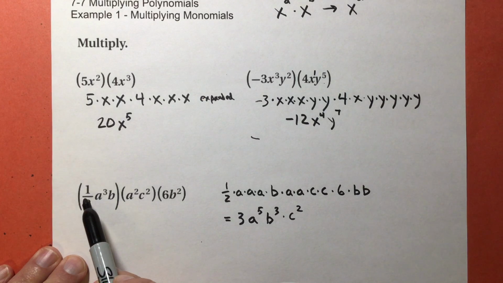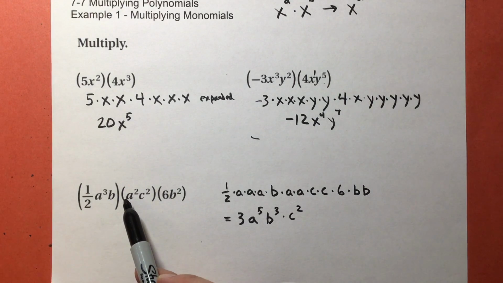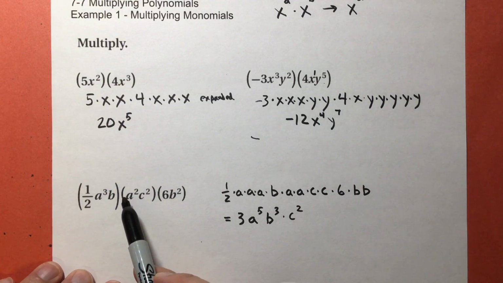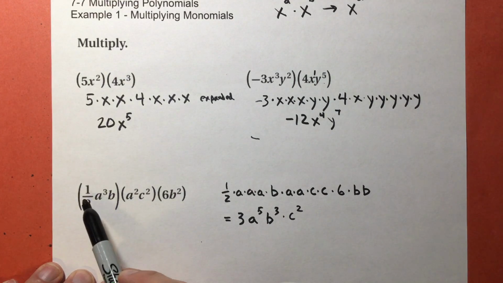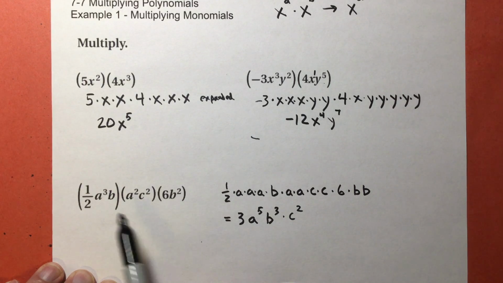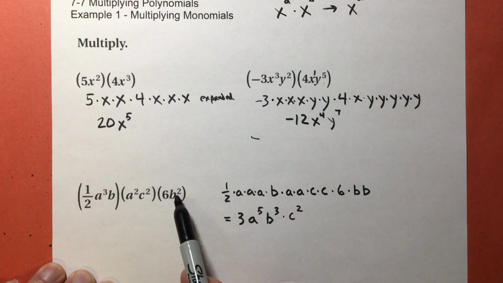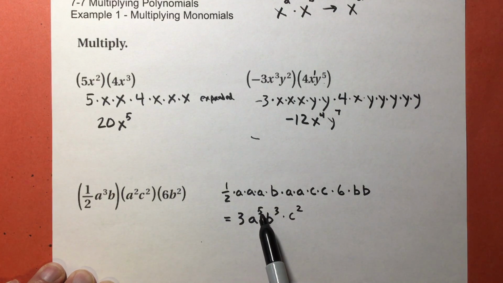Yes. I would have taken the 1/2. The coefficient here is just 1, so multiplying by 1 doesn't change anything, so you can ignore it for now. 1/2 times 1 times 6 equals 3. How many a's do I have? I've got 3 here, 2 here, no more over here. 3 plus 2 equals 5.